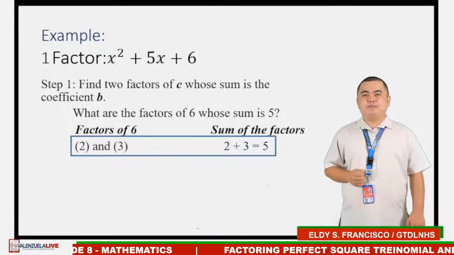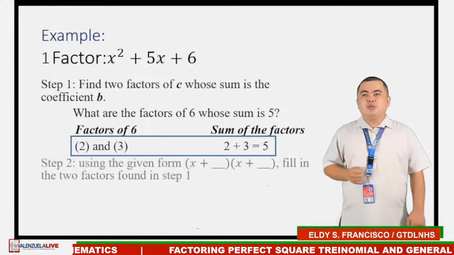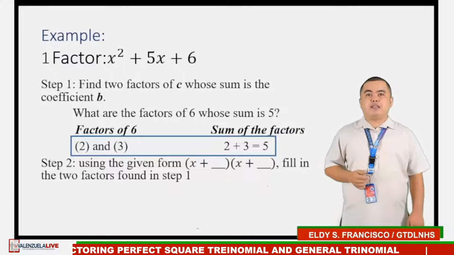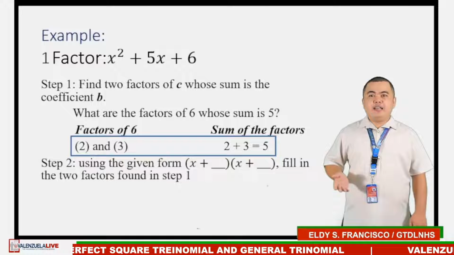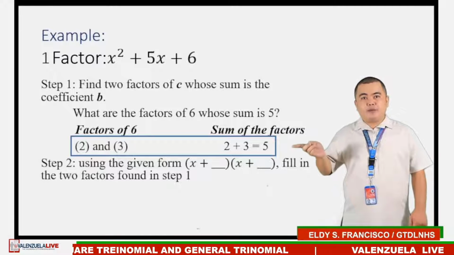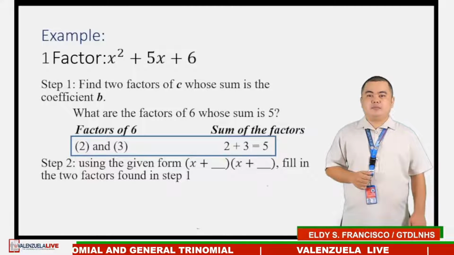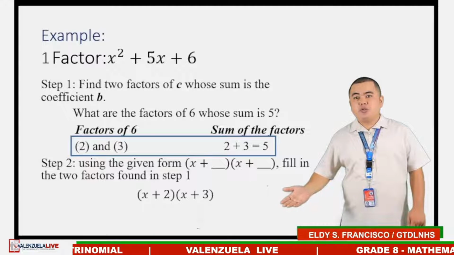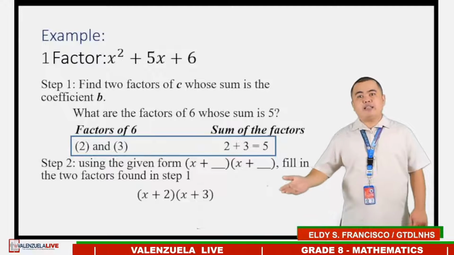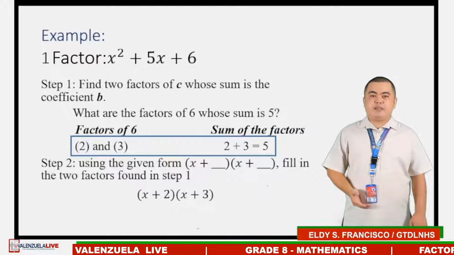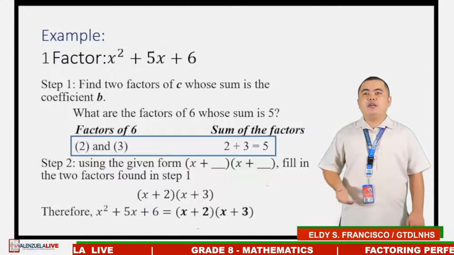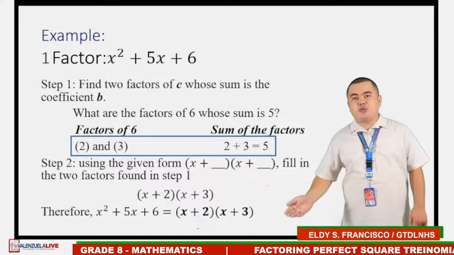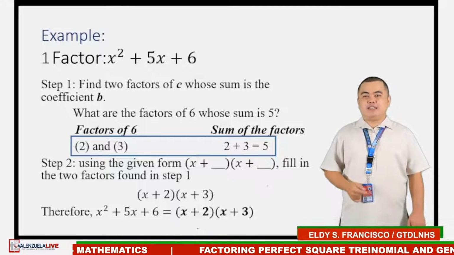Next step. Step 2. Using the given form, quantity x plus blank times quantity x plus blank, fill in the two factors found in step 1. So we have now quantity x plus 2 times quantity x plus 3. Therefore, x squared plus 5x plus 6 equals quantity x plus 2 times quantity x plus 3.